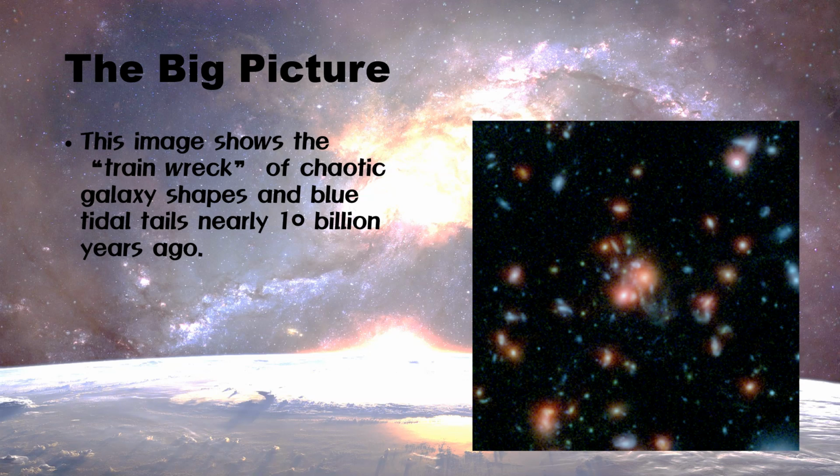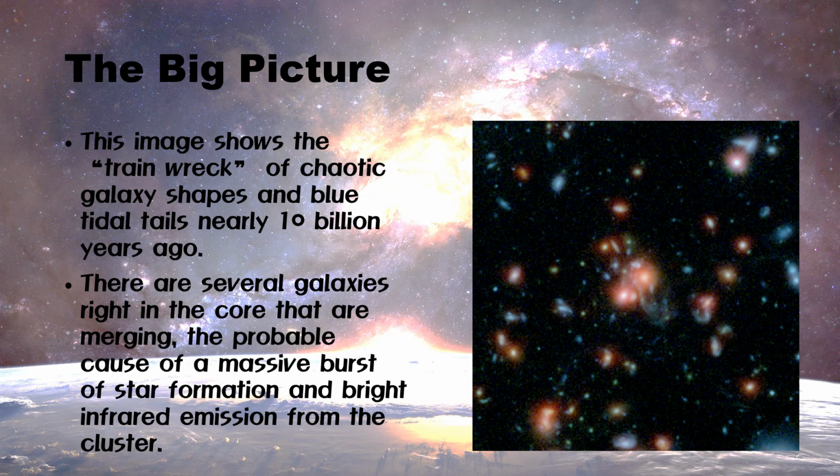And this image that we can look at here shows the train wreck of chaotic galaxy shapes and blue tidal tails nearly 10 billion years ago. So this is very early after the formation of most things that we start seeing in our universe. In here we can see several galaxies right in the core that are merging, the probable cause of a massive burst of star formation and bright infrared emission from the cluster.